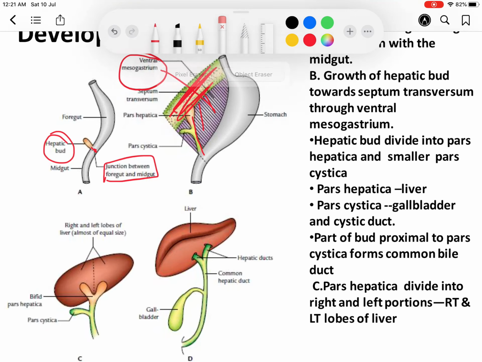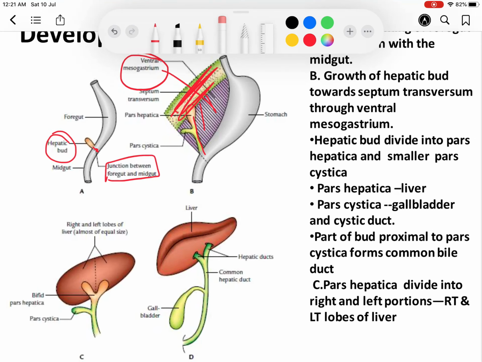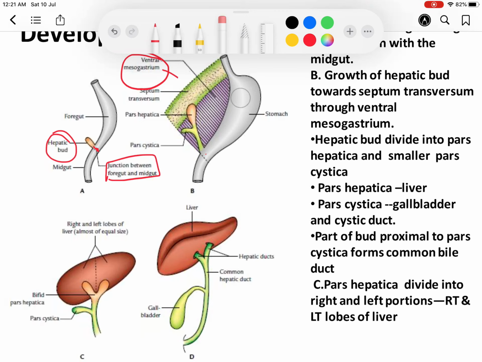So this bud is reaching up to the septum transversum. It is growing through the ventral mesogastrium and then reaching up to the septum transversum.